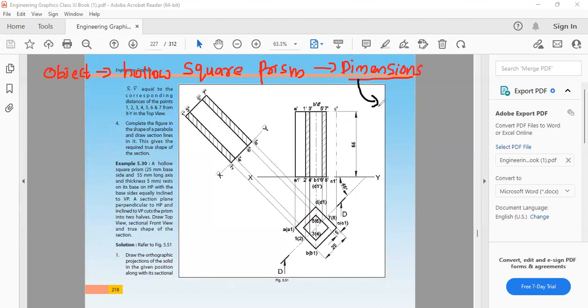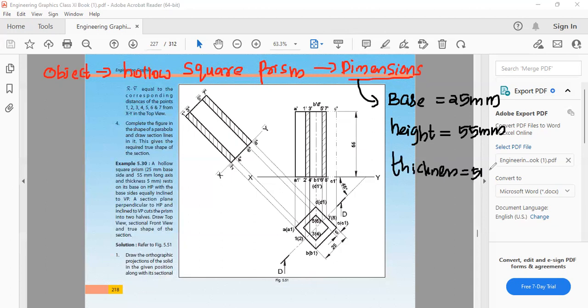25 millimeter base side. Okay, so base equal to 25 millimeter. Then what about the height? Height is 55. Okay, then 5 millimeter thickness. Thickness is equal to 5 millimeter.